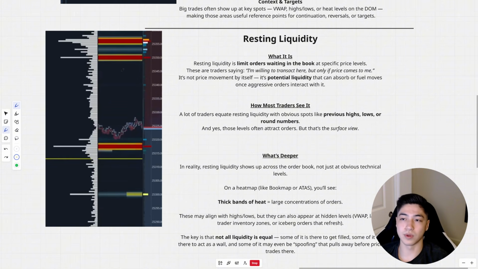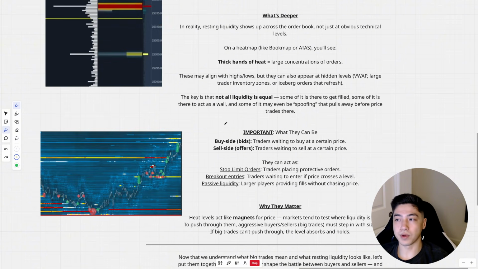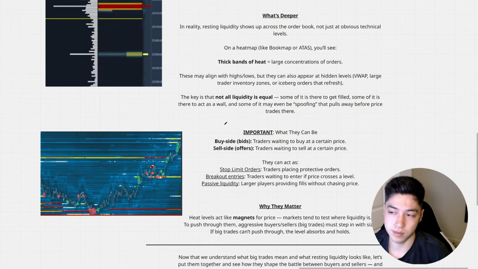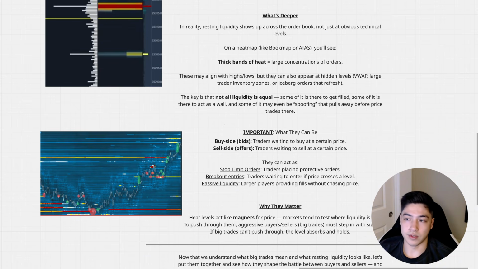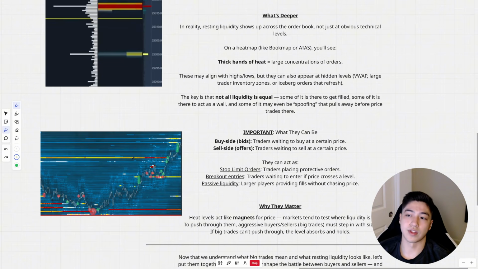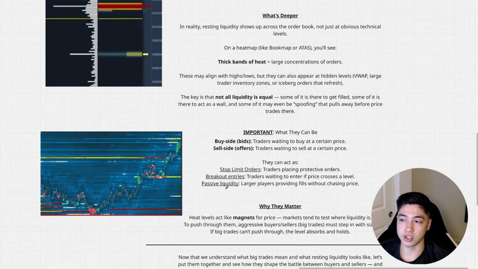They're passive orders, they're limit orders. It is important to note what they can be, because they could be buy side bids, so traders waiting to buy at a certain price. They could be sell side offers, or traders waiting to sell at a certain price. So they could be acting as stop limit orders, where traders can say that these are stops, but it's not only stops, it's also breakout entries or just passive liquidity of large players providing fills without chasing price. And so why do these matter?